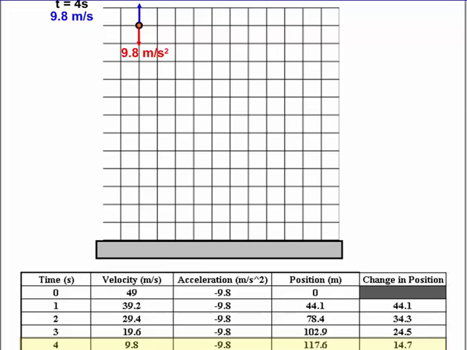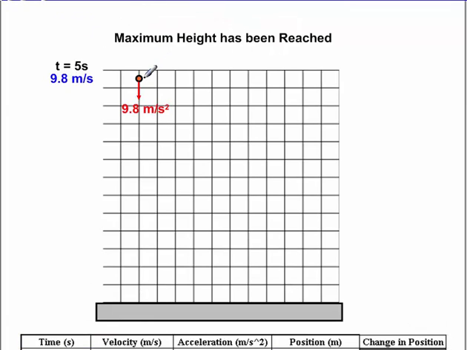And now we'll go one more. At t is equal to 5, my vertical velocity has gone to 0. And the reason why is because at 4 seconds I had 9.8 meters per second, and my acceleration, again, is negative 9.8 meters per second squared. So in 1 second, my vertical velocity has gone to 0. At this point, I've reached my maximum height.